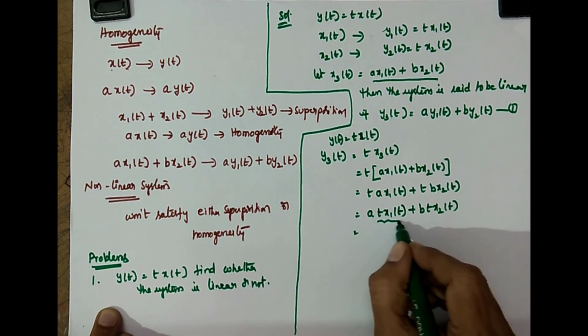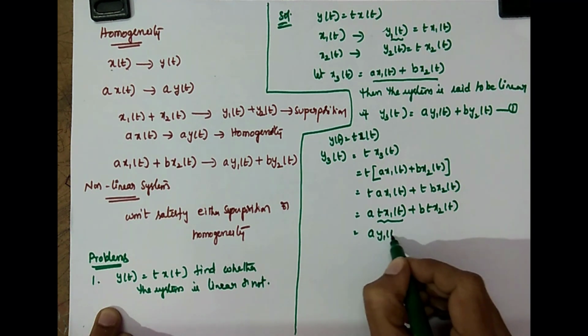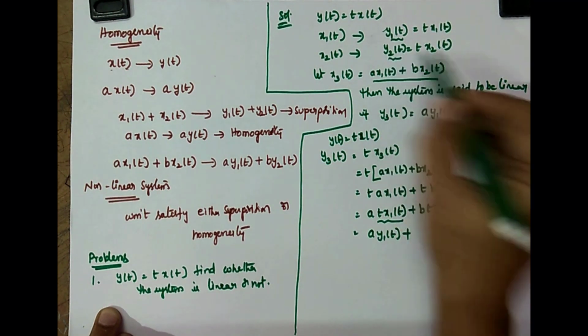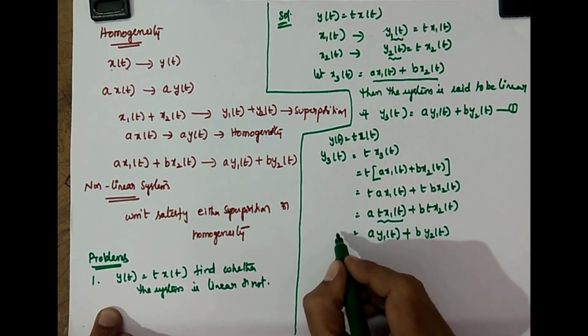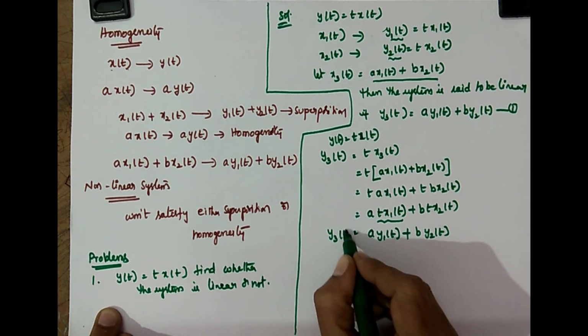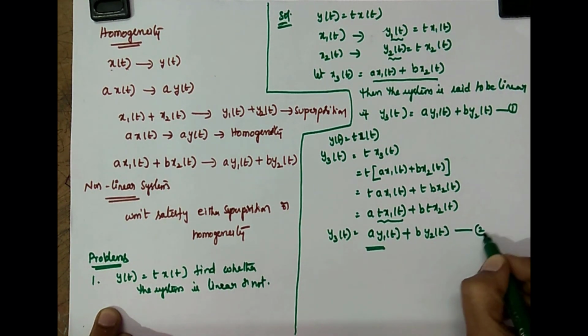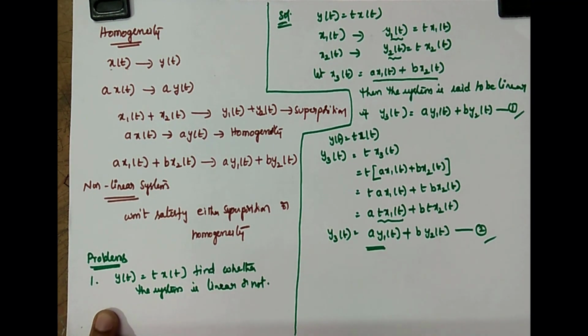So what is t x1 of t? Your y1 of t. What is t x2 of t? Your y2 of t. So it is b into y2 of t. What is this? This is y3 of t. Let this be equation number 2. Now see here. Equation number 1 and equation number 2 are same. So then the system is said to be linear.